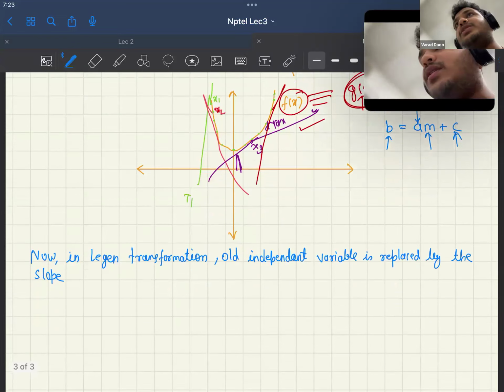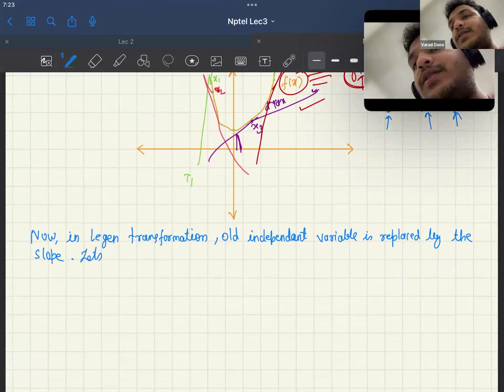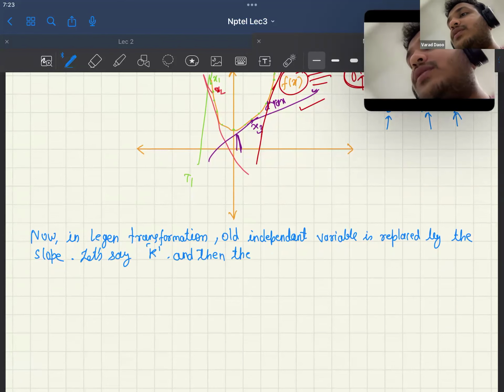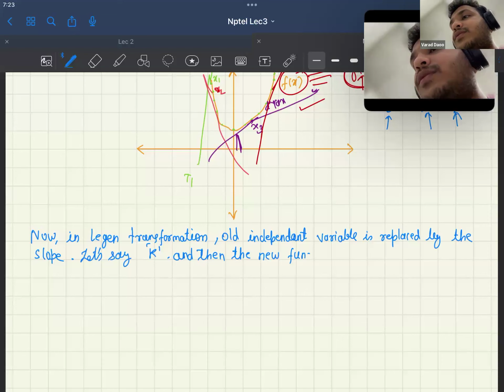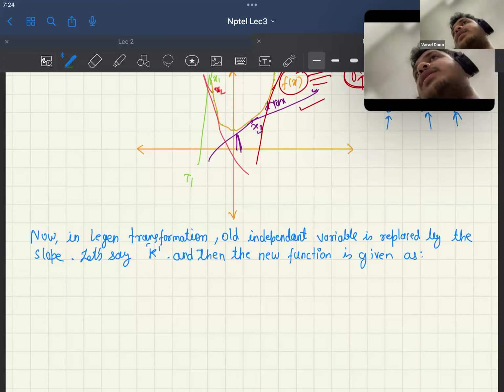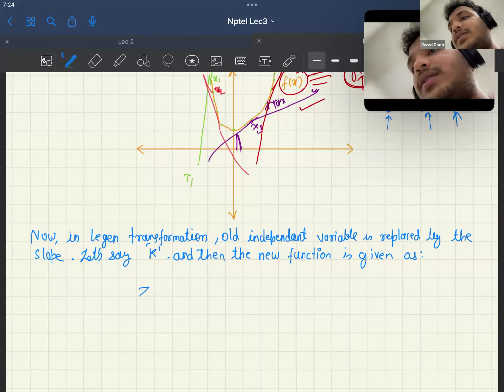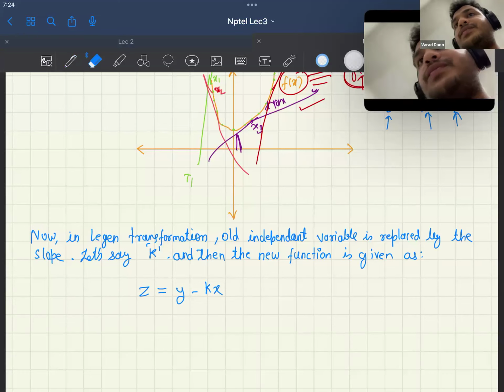Okay, slope replaces the constant. Let's say it is k, and then the new function is given as y equals mx plus c. So z, let's say that is the z. Now y, let me write this down.